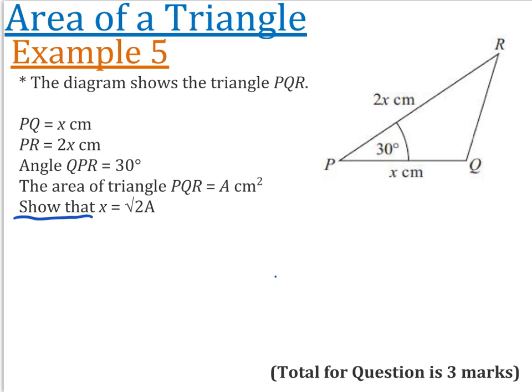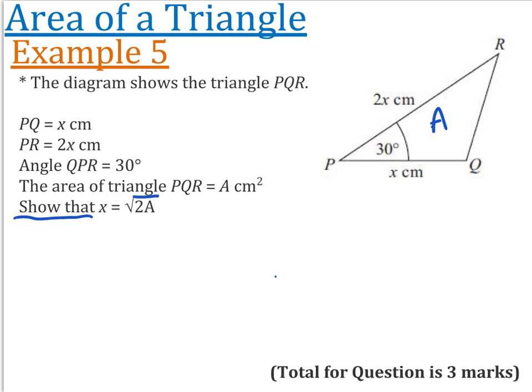So the diagram shows the triangle PQR. P to Q is x, and P to R is 2x. Angle QPR is 30 degrees, and it says the area of the whole thing is a centimeters squared. We need to show that length x is equal to the square root of 2a. All right, here we go.